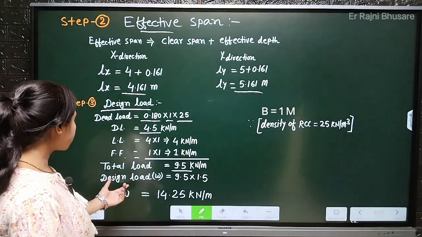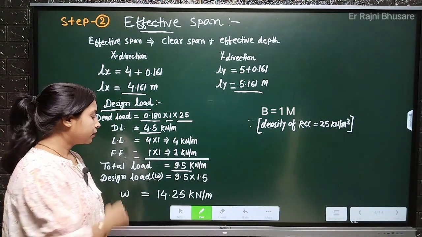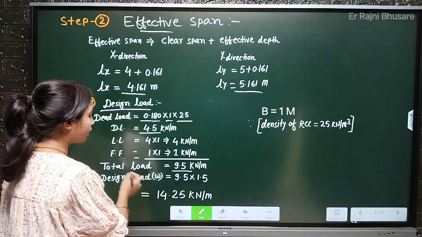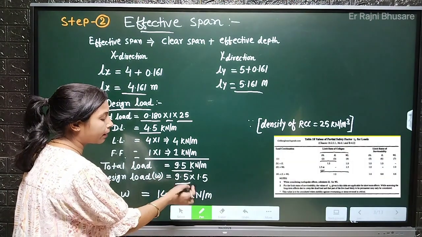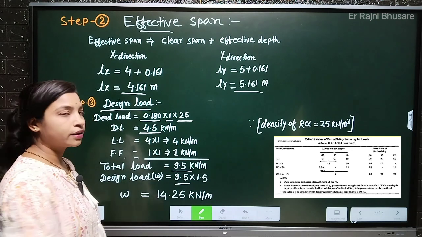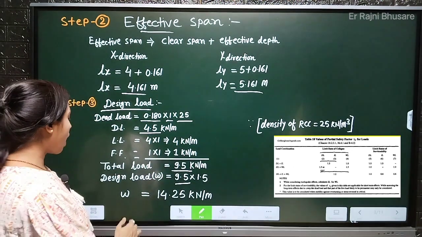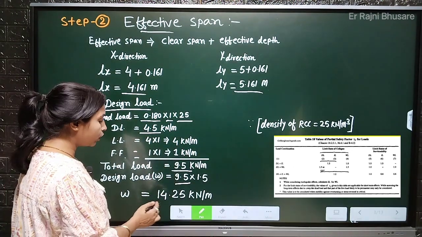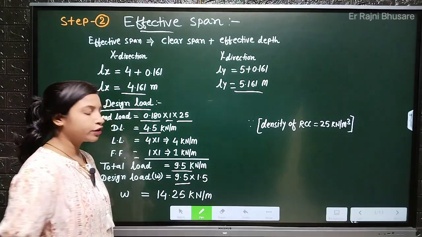After that we apply the factored load. So our total load is 9.5 multiplied by 1.5. What is 1.5? It is the multiplication factor for RCC elements. Now it will be calculated, so our W is 14.25 kilonewton per meter.